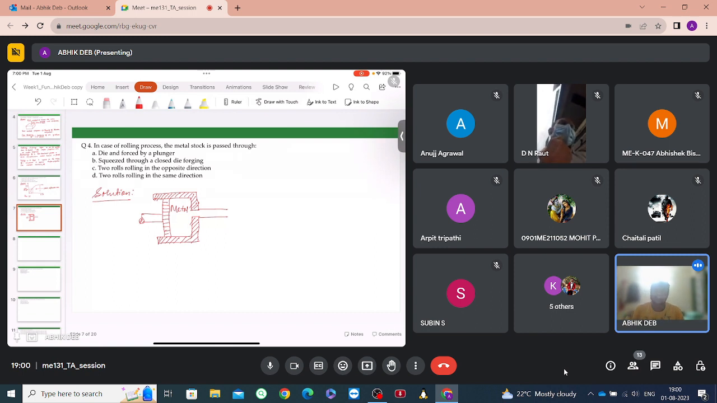Do you understand this process? What is shown here? Yes, sir. So what is happening in this? This is a forging process. Yes. So this is an extrusion process.